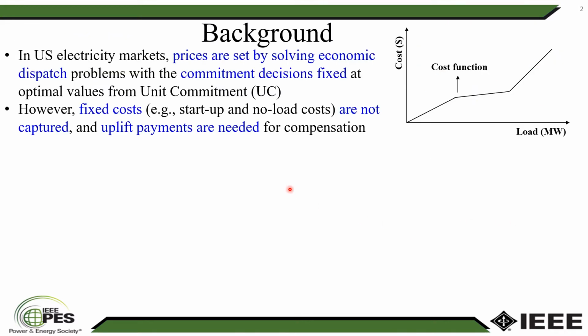To understand our work better, let's go over the background information. In US electricity markets, the state of practice is to set prices by solving the economic dispatch problem, with commitment decisions fixed at optimal values from the UC problem.